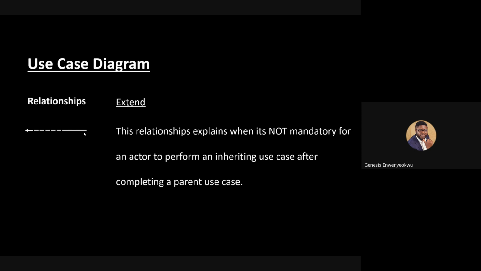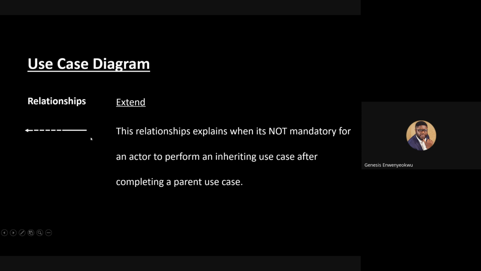It is not mandatory for you to perform the inheriting action of rating call experience after you have completed the parents. So in a situation whereby we identify two functionalities that occur consecutively, but it is not mandatory for you to perform the inheriting one or the second one, then we use what we call an extend relationship. An extend relationship is typically something like this. It has an arrowhead, it has dotted break lines, and it has the title extend on it.